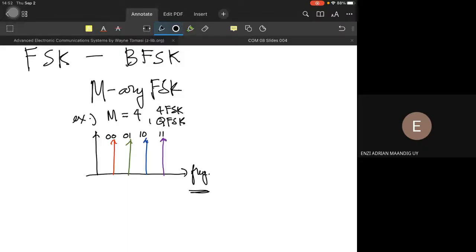Okay? So that is what it looks like in the frequency domain for M-ary FSK, or in this case, for FSK.